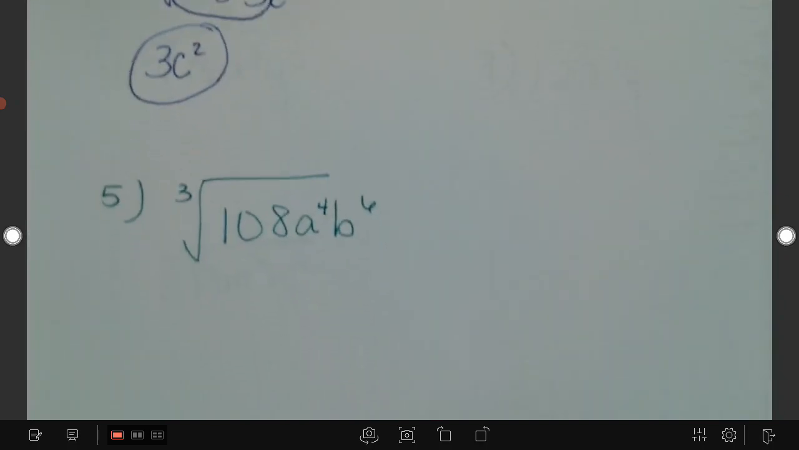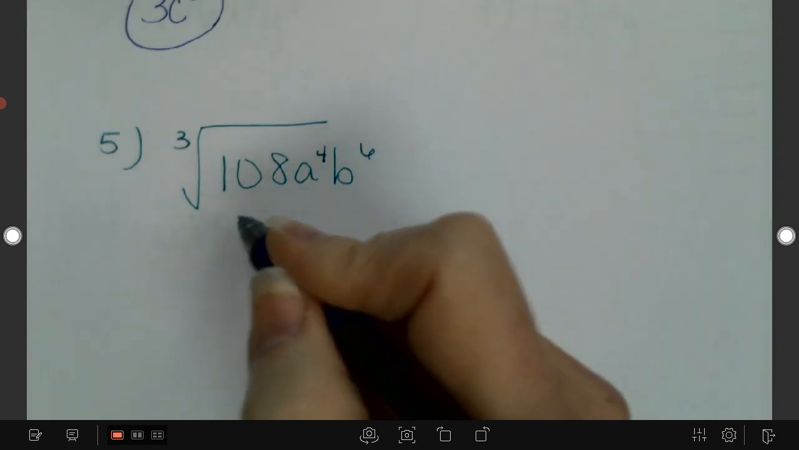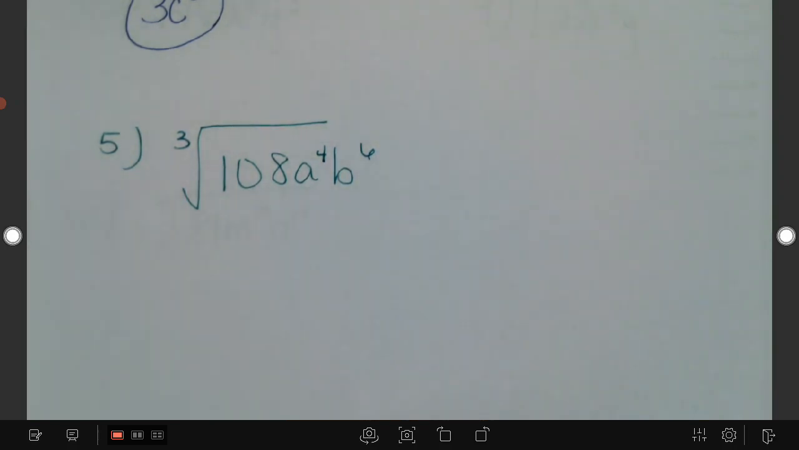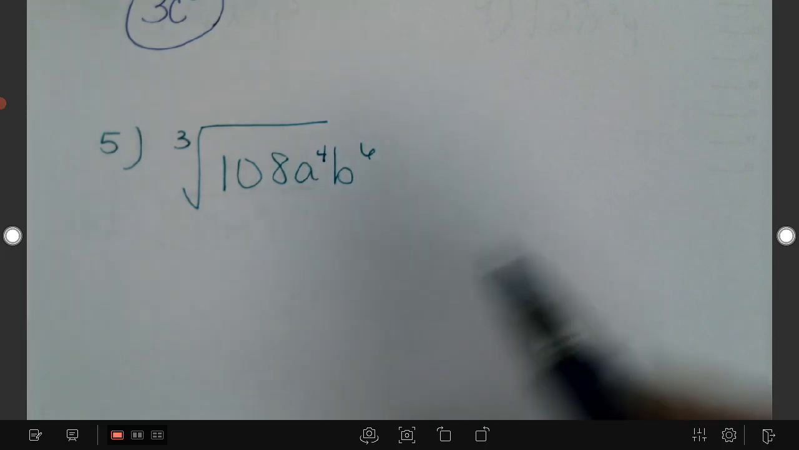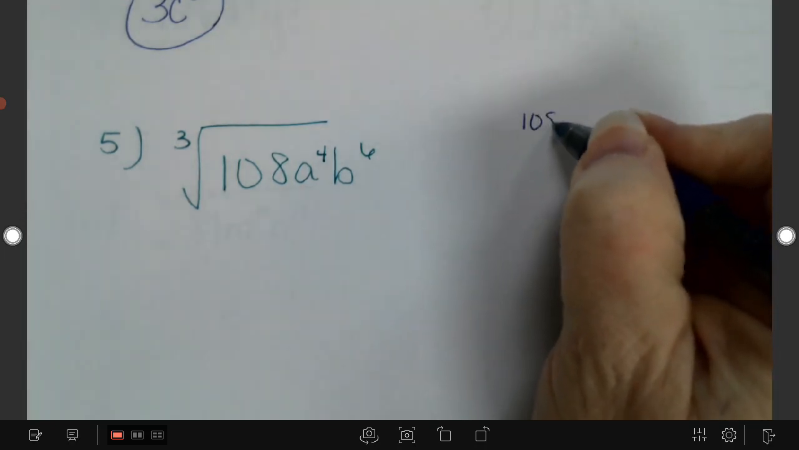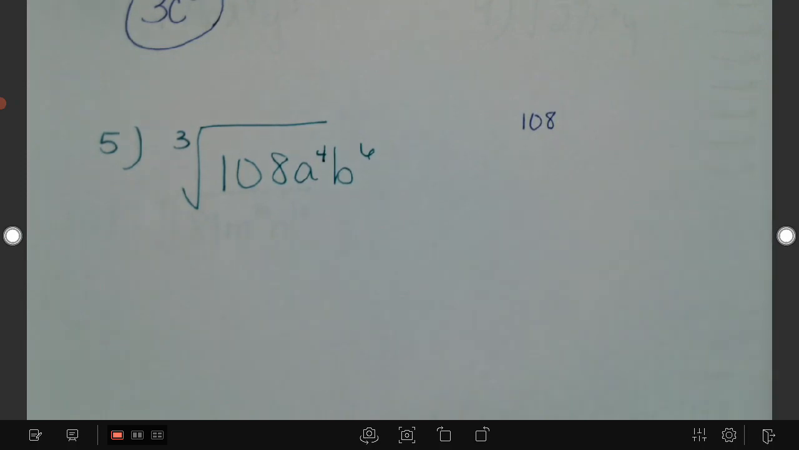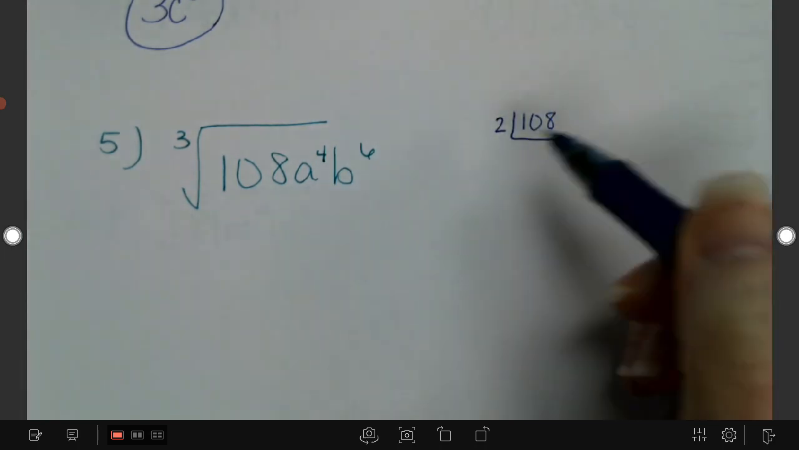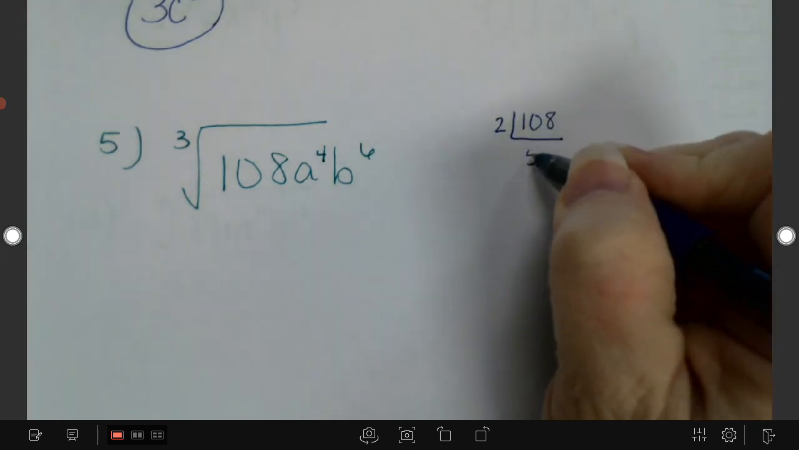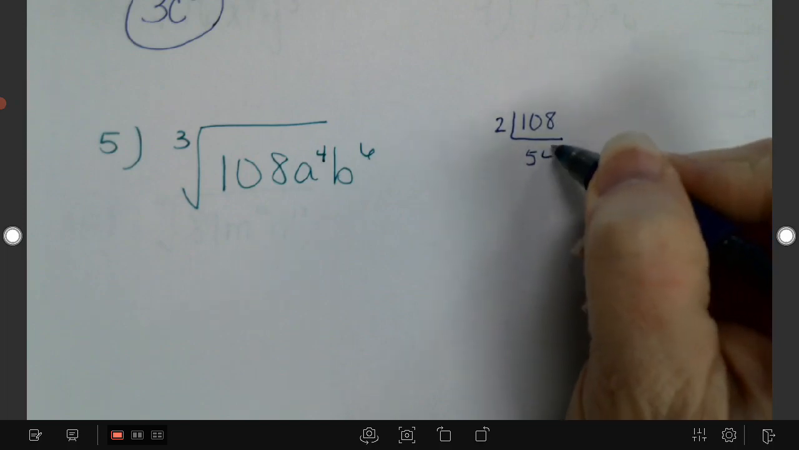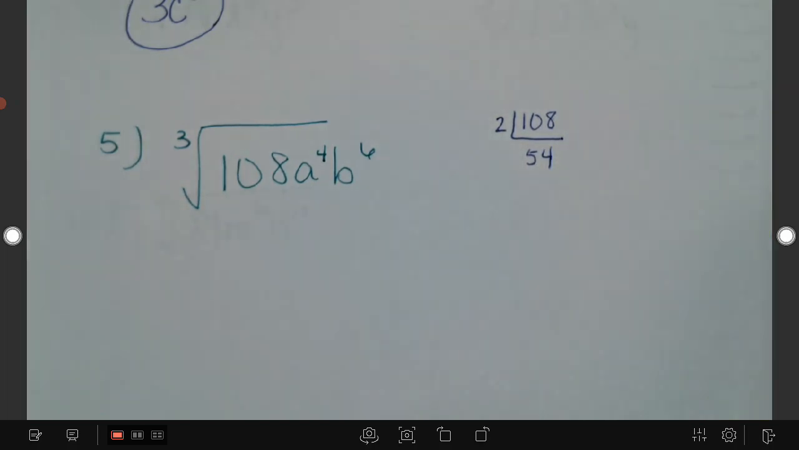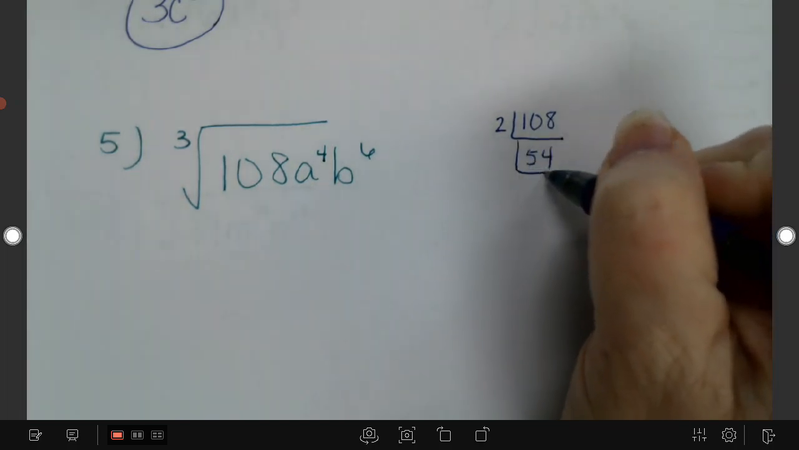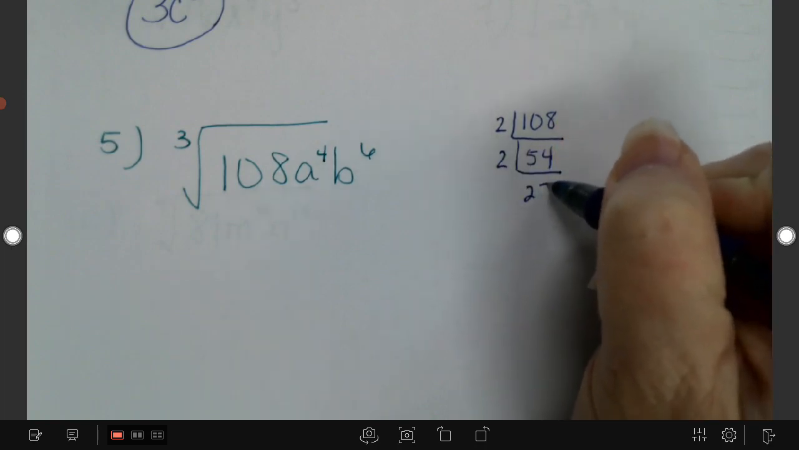Number 5. You've got 108. Now you might not know factors of 108, so I'm going to show you something called a factor ladder. You start with 108 and you ask yourself, what is the smallest prime number that goes into it? Well, I know 2 goes into 108. See, 2 goes into 10 5 times, and 2 goes into 8 4 times, so that's 54. That's nice.